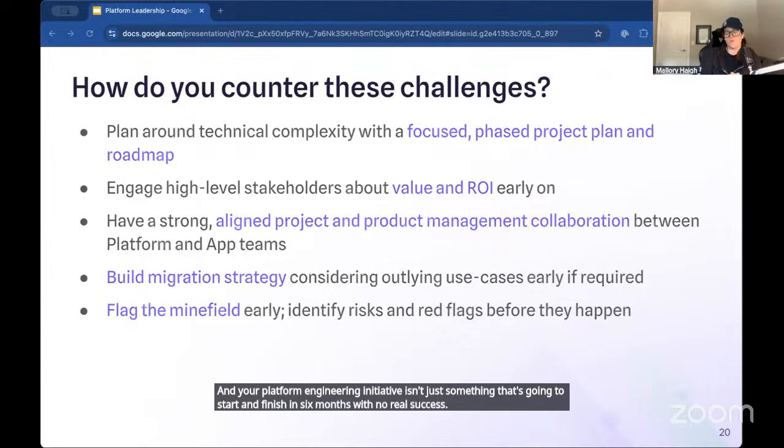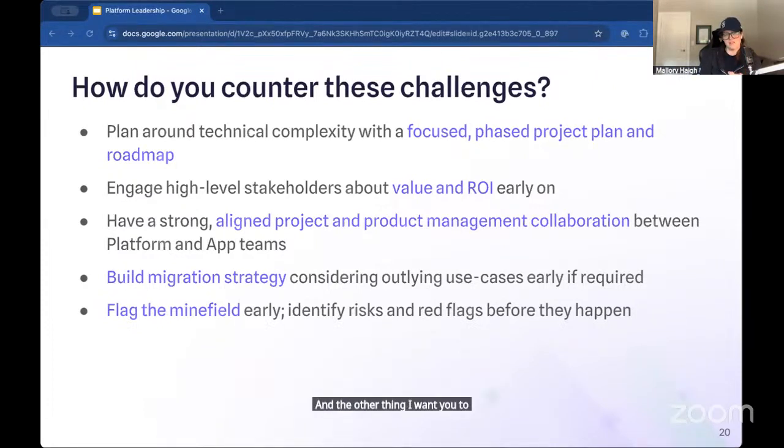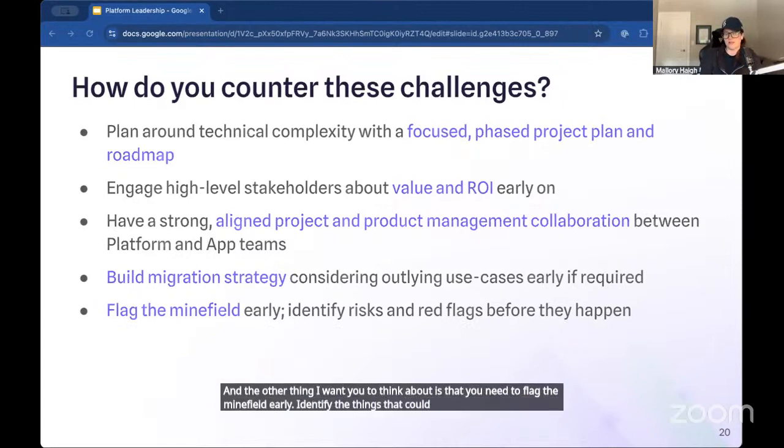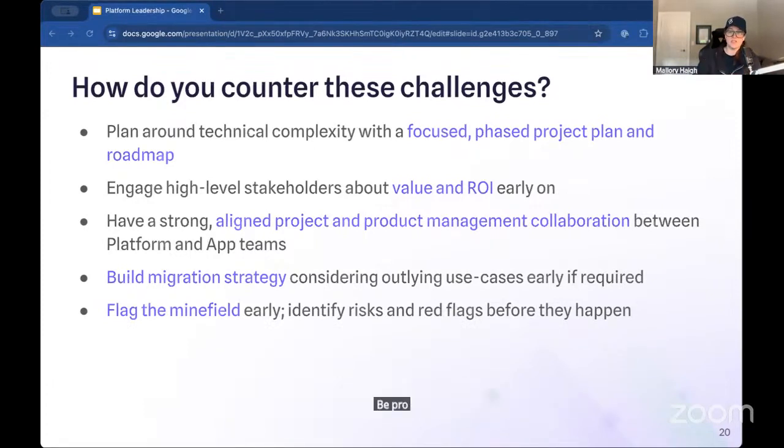And the other thing I want you to think about is that you need to flag the minefield early. Identify the things that could be risky or red flags before they happen and have a clear idea: if you encounter one of those red flags, what are you going to do and what are the warning signs? Get ahead of it. Be proactive. This is something you can do when you start small.